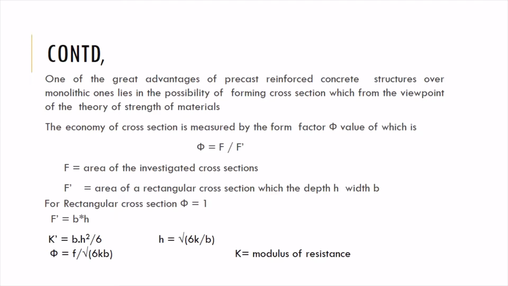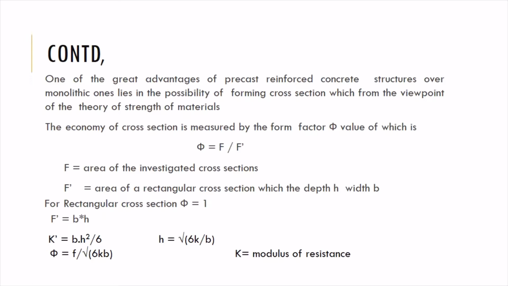So we are going to apply the strength of material concept here. Based upon that we are going to find out the form factor. The form factor says which section is economical and which is not economical. In this case, we are getting the rectangular cross section as 1. The form factor is said to be 1. You can see that from the slide.